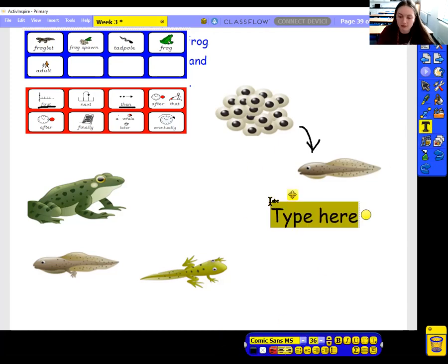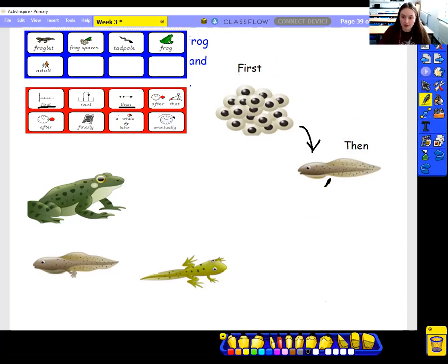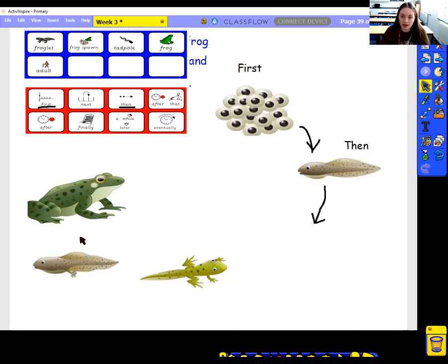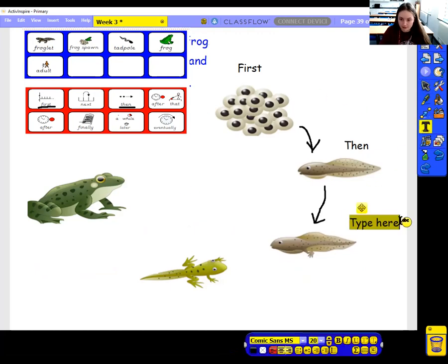I'm going to write these in so that you can see how I'm doing it as I'm working along. So first, we have frog spawn. Then it hatches into a tadpole. What happens next? What does it start to grow? Fantastic. Next, it grows legs. So I'm going to write next.